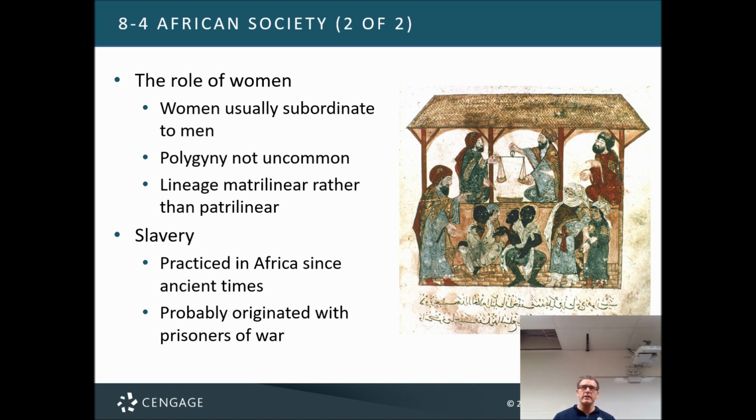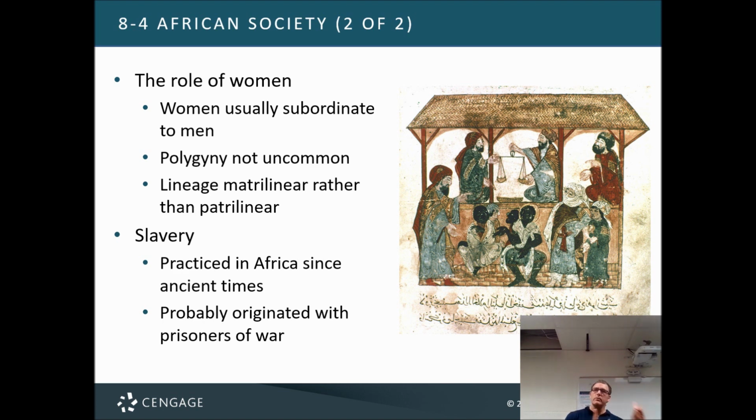But now the practice of slavery. While colonization is going to accelerate this and lead to the forced exportation of millions of people, particularly into the Western Hemisphere, the practice of slavery had been around since ancient times. I don't have a distinct origin of when slavery began in Africa, or really when slavery began anywhere, but we can tell that it's particularly a phenomenon associated with conquest or war.